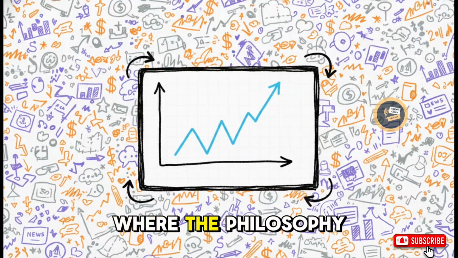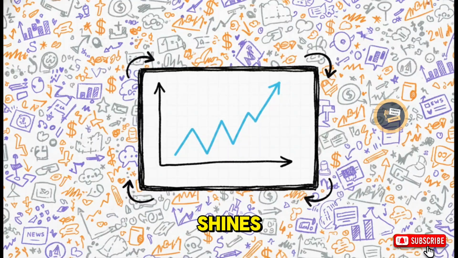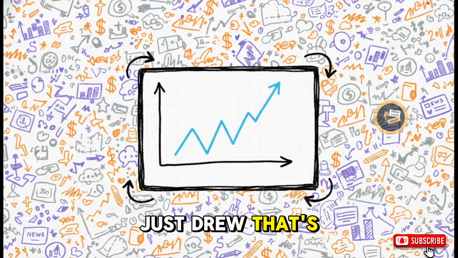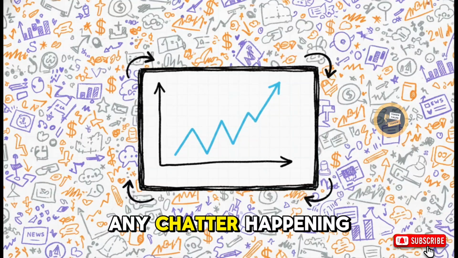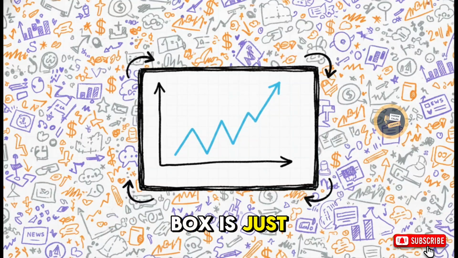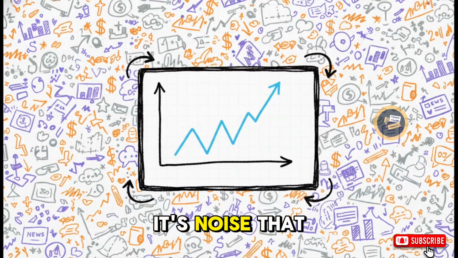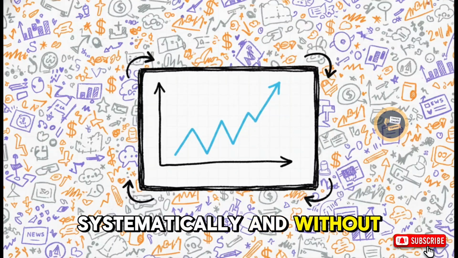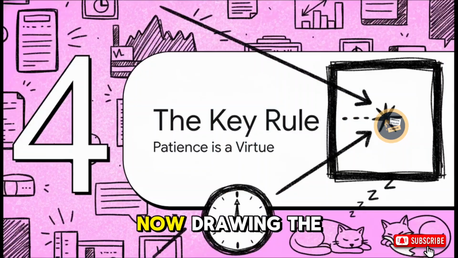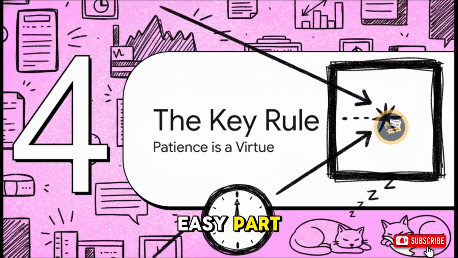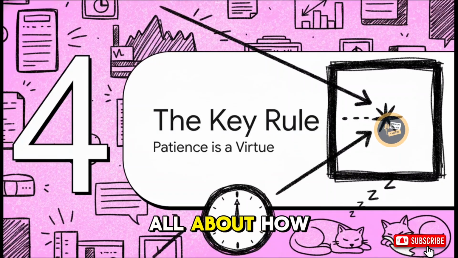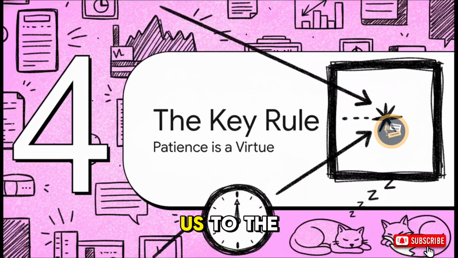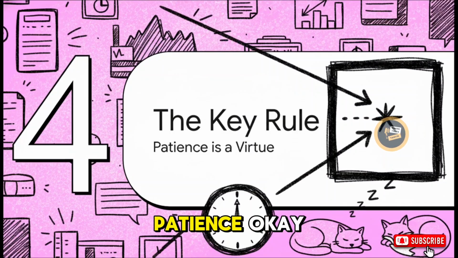And this is where the philosophy behind it really shines. That box you just drew, that's your entire world for the day. Any price movement, any headline, any chatter happening outside of that box is just irrelevant. It's noise that you can now systematically and without guilt ignore. Now, drawing the box is the easy part. The real discipline, the key to making this whole thing work, is all about how you act on it. And this brings us to the most crucial rule of the entire strategy, and it all comes down to patience.